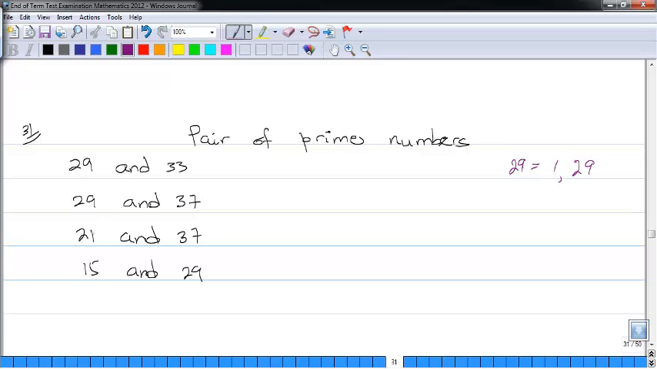Is 21 prime? What are the factors of 21? We have 1, we have 21, we have 3, and we have 7. 1 times 21 will give you 21. 21 times 1 will give you 21. 3 times 7 will give you 21, or 7 times 3 gives you 21. So this is composite, so we know automatically that this answer, C, cannot be right.